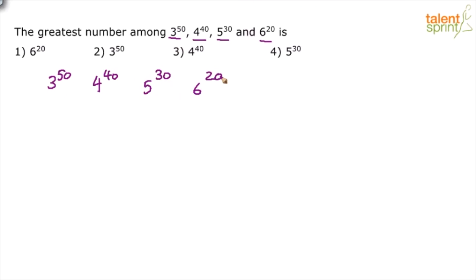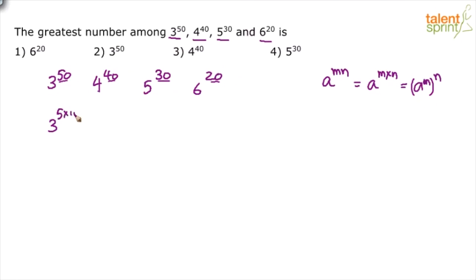What can be done? Remember one identity, we know that a power mn is equal to a power m into n, which is actually a power m whole power n. Yes or no? A power m whole raised to the power of n. That's exactly what we are going to apply here, right? For example, 50 can be taken as 5 into 10. In all these kinds of problems, try to find the highest common factor in the powers. For 50, 40, 30, 20, the highest common factor is 10. So let us try to break all the numbers in terms of 10 here.